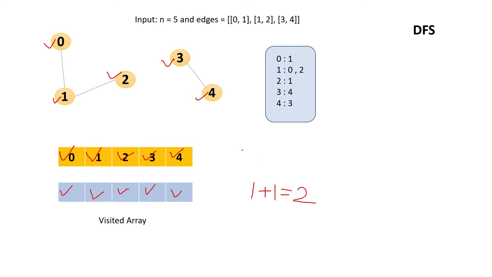So this is the way we can find the number of components using the DFS technique. But what is the time complexity in this case? Each and every DFS will take almost O of V plus E time, right? Where V is the number of vertices and E is the number of edges.